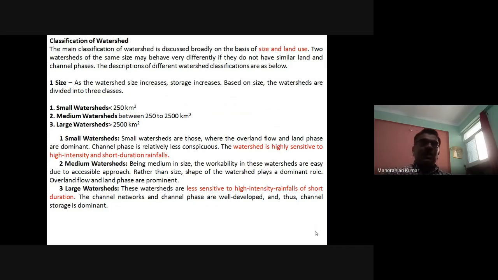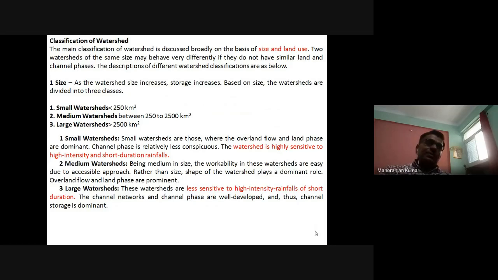So what are the characteristics of a small watershed? First, the area is less than 250 square kilometers, and in a small watershed the overland flow and land phase are dominant. The channel phase is relatively less dominant. This type of watershed is highly sensitive to high intensity and short duration rainfall. If there is heavy rainfall, floods will suddenly come in this type of watershed.